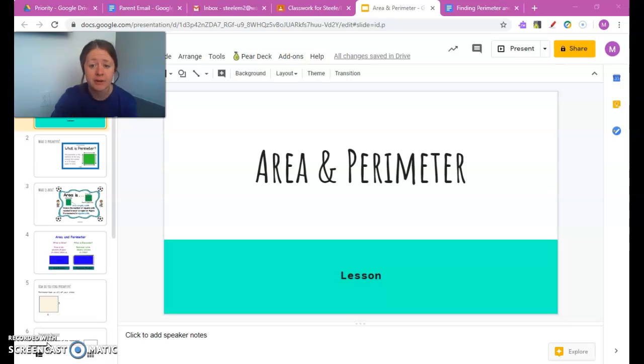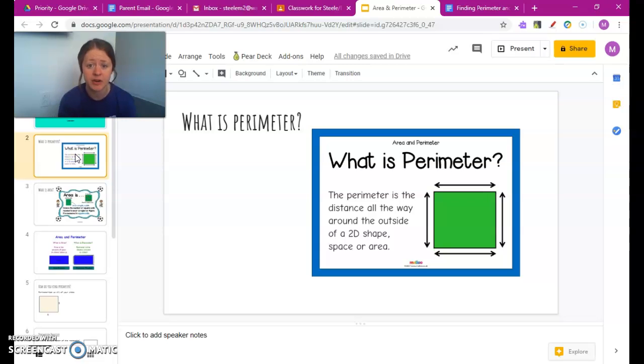So today, I'm going to make this one shorter. We're going to talk about area and perimeter, and I know we've talked a lot about that in school, so I thought it'd be good to do a quick review. The first one I want to talk about is what is perimeter. On here it says a perimeter is a distance all the way around the outside of a 2D shape, space, or area. When I talked about perimeter in school, I talked a lot about how perimeter is like if you were to buy fencing to go around your backyard. Perimeter is anything that is on the outside of your shape, so you're trying to find how much you would need to cover for the outside of your shape.